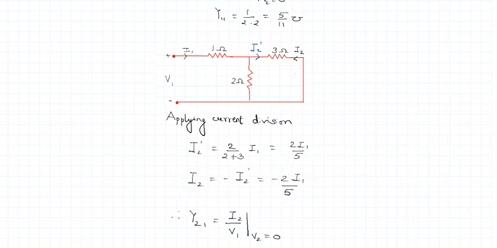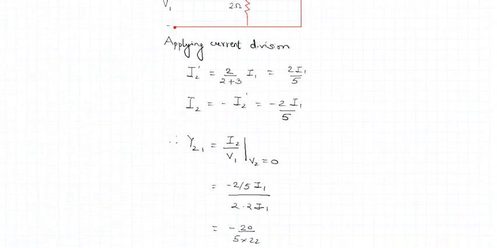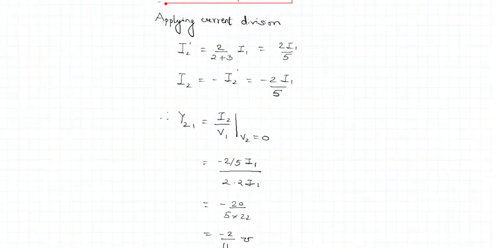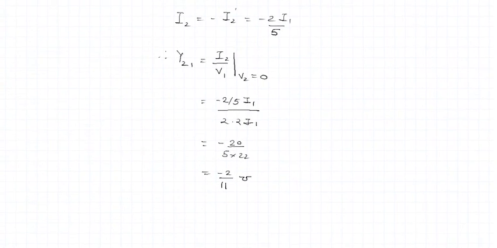So now we can calculate Y21, because now we have got I2. We needed the current I2. So Y21 is the ratio of I2 by V1. I2 is, as we just calculated, minus 2 by 5 of I1, and V1 we had already calculated, which was 2.2 of I1. So putting in the values of I2 and V1, we get Y21 to be minus 2 by 11 mho.